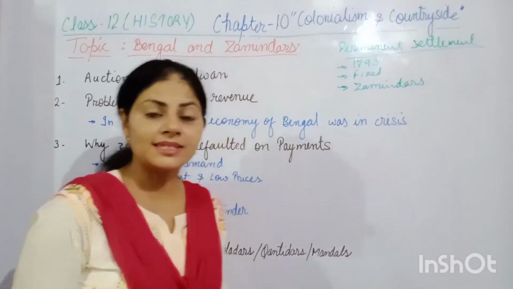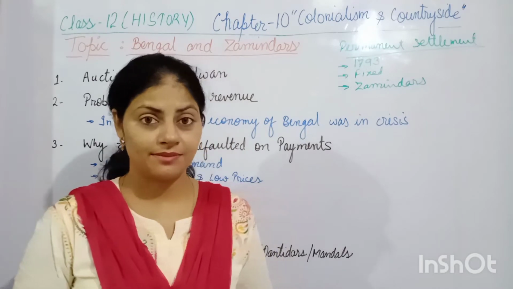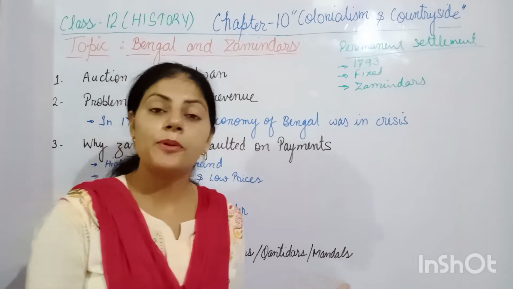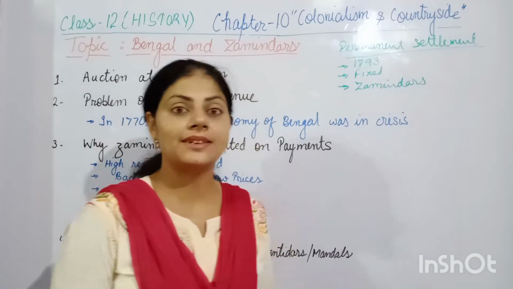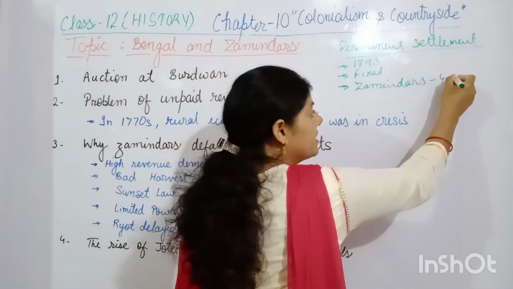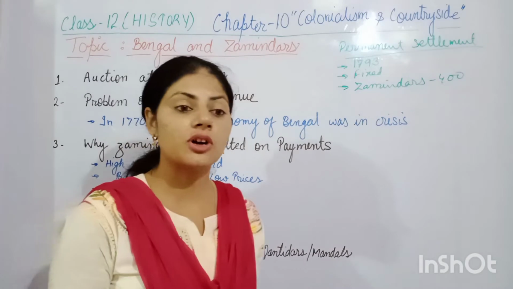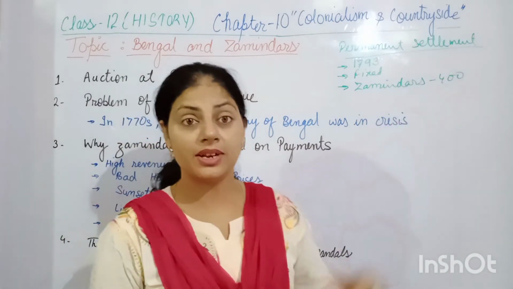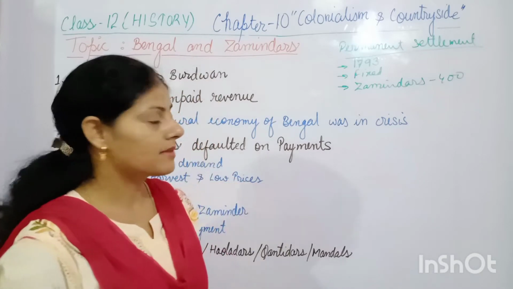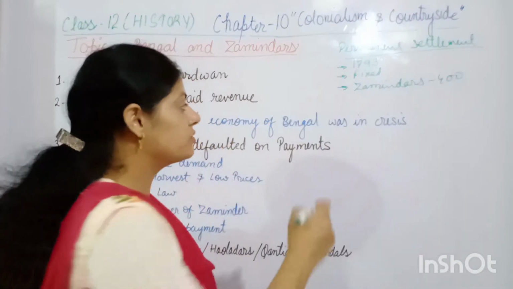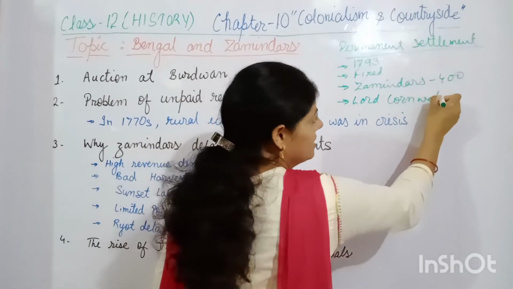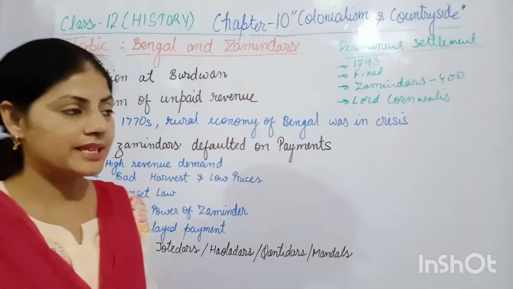Who were the Zamindars? Zamindars were not the landowners. They were just the revenue collectors, means the officials appointed by the Britishers to collect the revenue. So these Zamindars were given the charge of nearly up to 400 villages. Means a Zamindar was given the charge to collect the revenue of up to 400 villages. Then they had to collect the revenue and give it to the Britishers. And the settlement was introduced by Lord Cornwallis. So these are the important points regarding the permanent settlement.